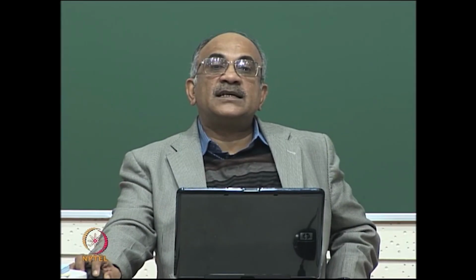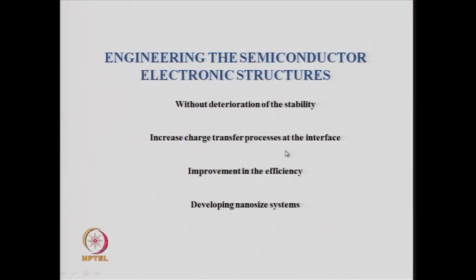Then, how to increase charge transfer processes at the interface, that is, the interface where the semiconductor meets the junction, which is water. How to improve the efficiency of this photogeneration or charge transfer across the photocatalyst, and developing nano size systems. So, how to develop nanostructured materials which may help in the efficiency of the photochemical splitting of water.